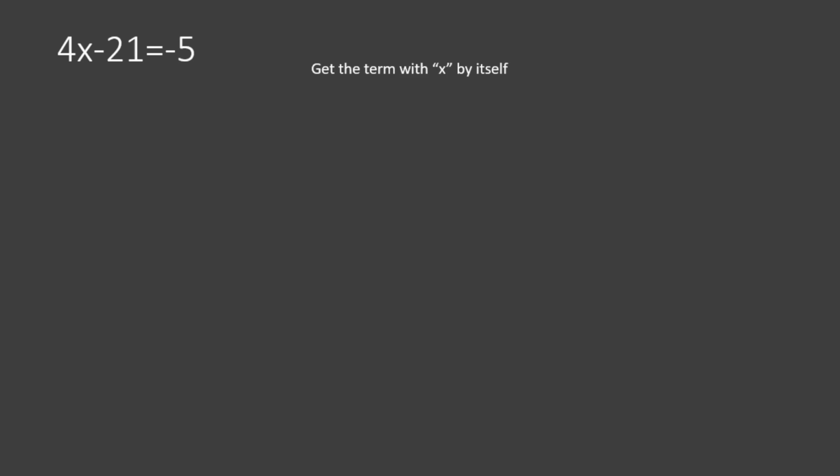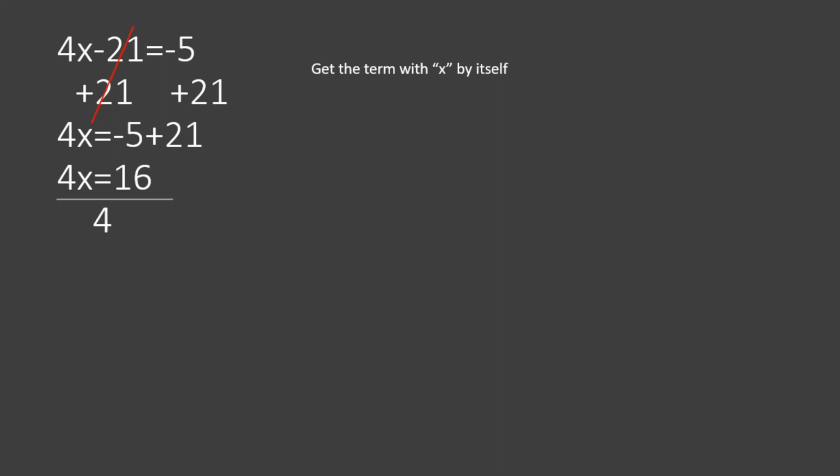So we're going to start by adding 21 to both sides of the equation. That causes the 21 on the left to cancel. We'll rewrite that, and that'll give us 4x equals negative 5 plus 21. Next, we'll combine like terms, and that gives us 4x equals 16. So then we still need to get the x by itself, and to do that, since it's being multiplied by 4, we'll divide both sides of the equation by 4. And that gives us a final answer of x equals 4, or a solution of x equals 4.